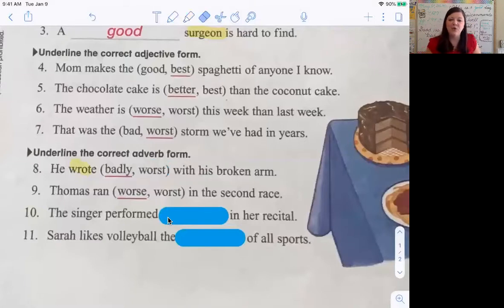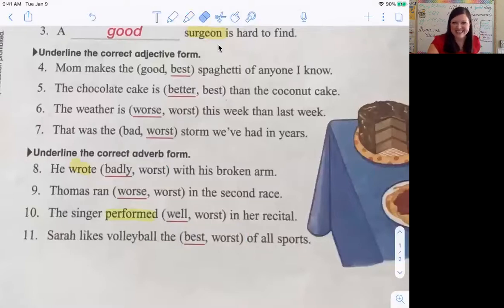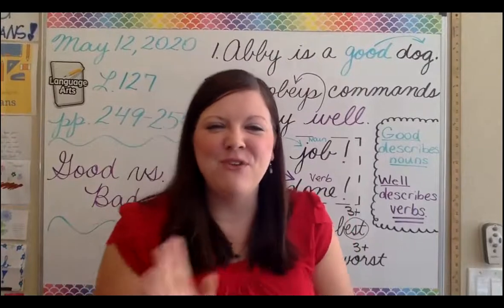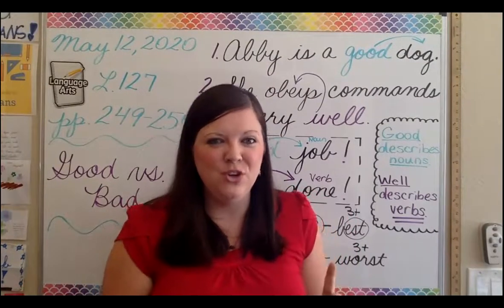Number 10, the singer performed how in her recital? This is telling us how she is performing. So we need something that is an adverb. Well, remember well always describes verbs. And number 11, what's a volleyball sentence? Sarah likes volleyball the best or worst of all of the sports. Well, hopefully if you like something the best. The best.